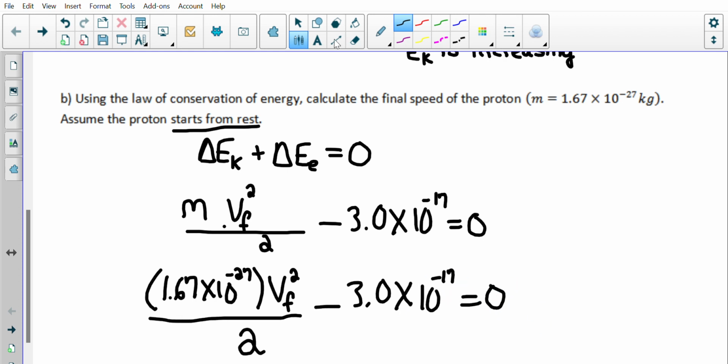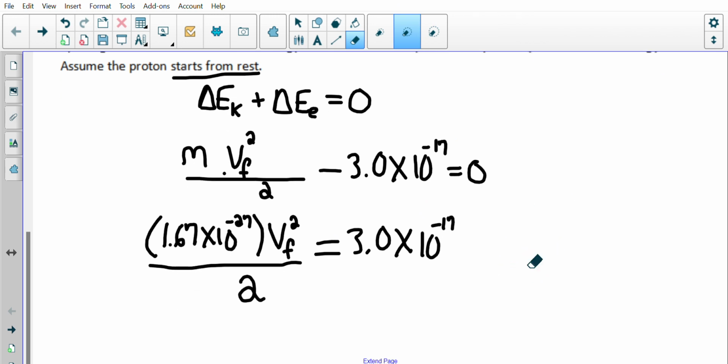All right, so here's what I'm going to do. I want to solve for VF. So I'm going to move this negative 3.0 times 10 to the negative 17 over to the other side. When it changes side, it changes sign. It's going to be positive. So I put an equal sign there, and now I just switched it over to the other side, and it is now positive.